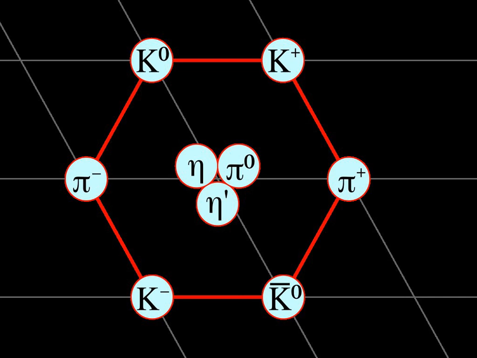It was noted that charge Q was related to the isospin projection I3, the baryon number B, and Flavour quantum numbers S, C, B, T by the Gell-Mann-Nishijima formula. Q equals I_3 plus 1/2 (B plus S plus C plus B' plus T), where S, C, B', and T represent the strangeness, charm, bottomness and topness Flavour quantum numbers respectively.